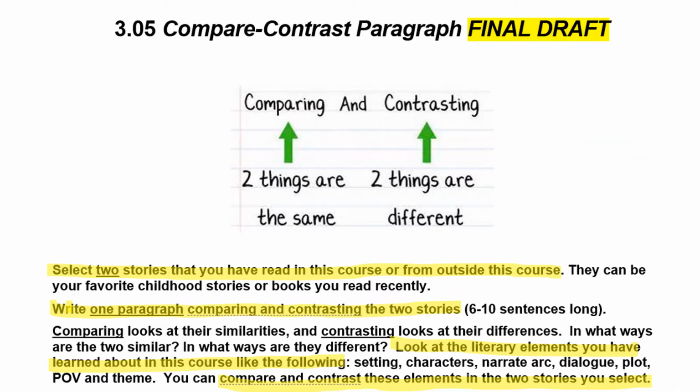When you open that document, this is what it looks like. I went over this in the Week 7 video, so we're just going to cruise right over it this time. I'm just going to read the highlighted stuff. So select two stories that you have read in this course or from outside this course. Write one paragraph comparing and contrasting the two stories. Look at the literary elements you have learned about in this course, like the following: setting, characters, narrative arc, dialogue, plot, POV, and theme. You can compare and contrast these elements in the two stories you select.